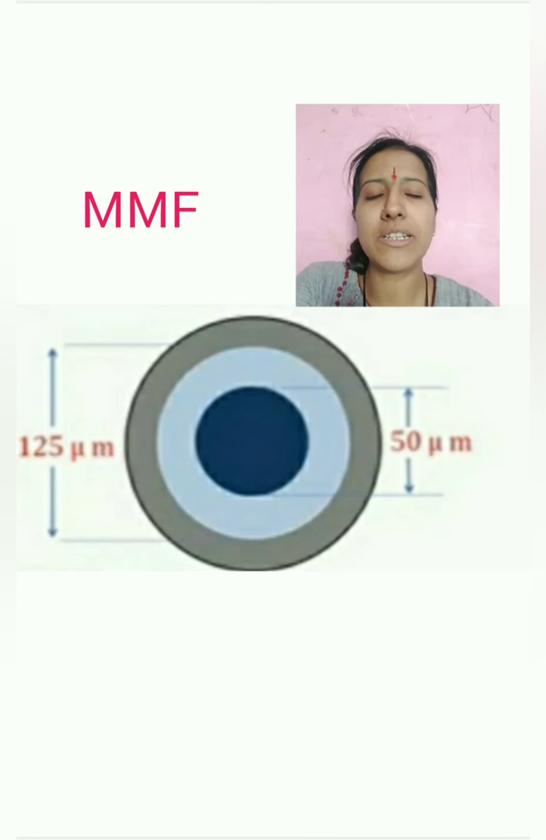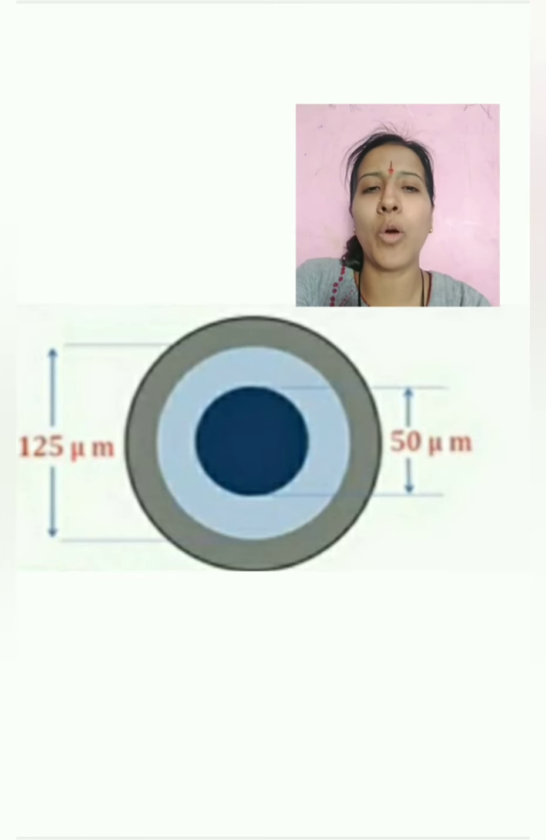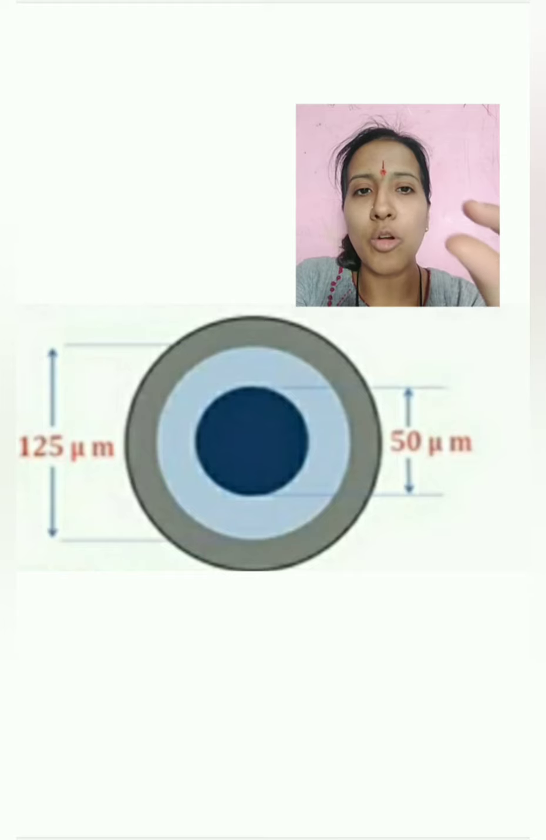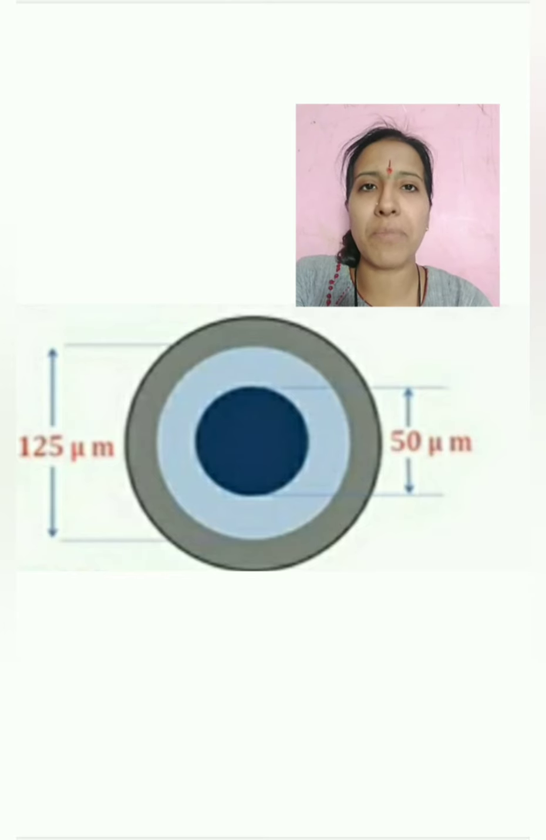Now, let us move to the construction of MMF. MMF is also called as a multi-mode step index optical fiber. See, the core is wider than that of the single mode optical fiber, whose diameter is of the order of, as we easily observe here, 50 micrometer, and the cladding diameter is of the order of 125 micrometer. Okay.